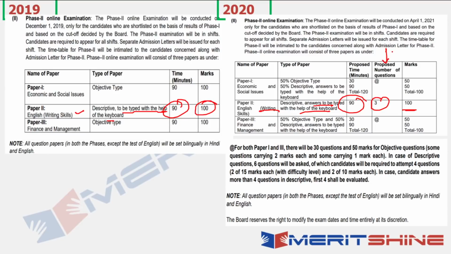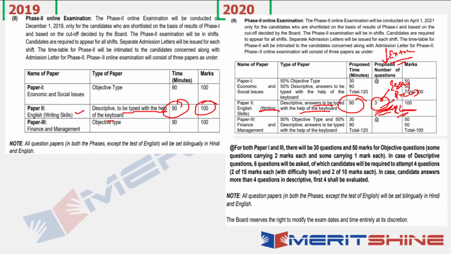So, this column is extra this time, which says how many questions would be there. Right. So, there will be 3 questions. Last year also there were 3 questions, but here they have specified that there will be 3 questions. Normally for the past few years, we have seen that one is essay, another is Precis, another is RC.